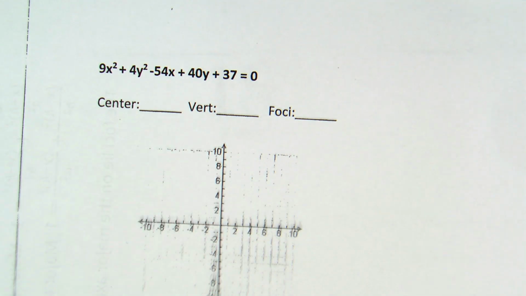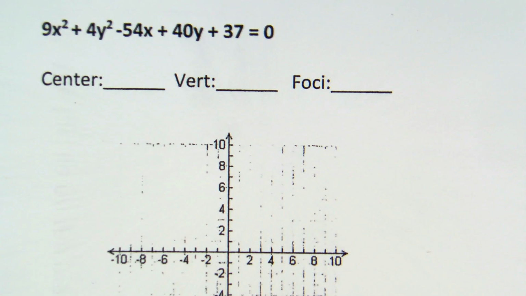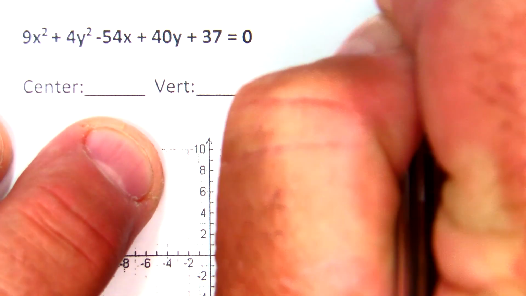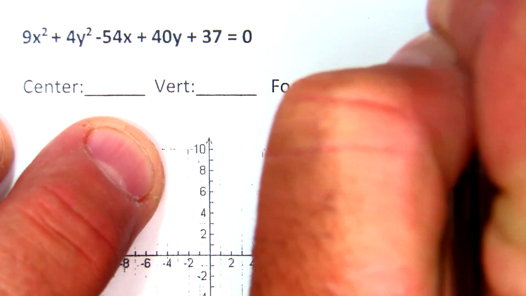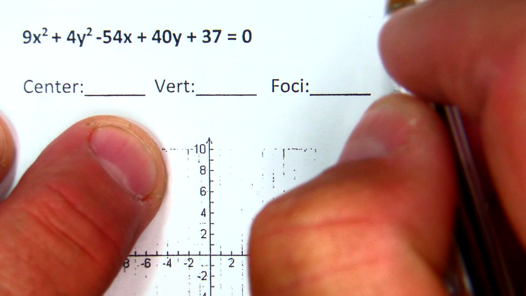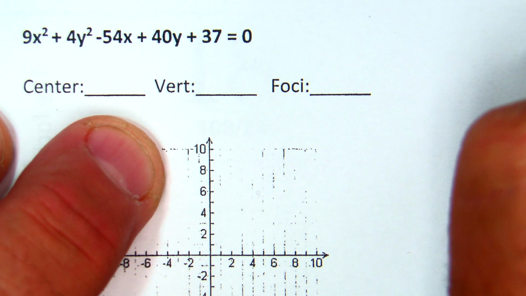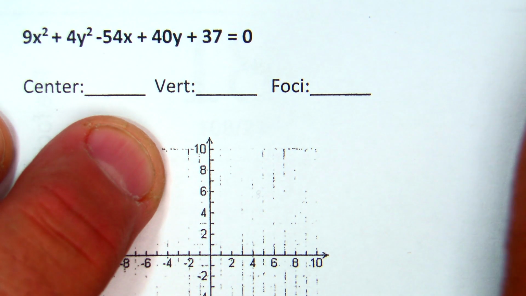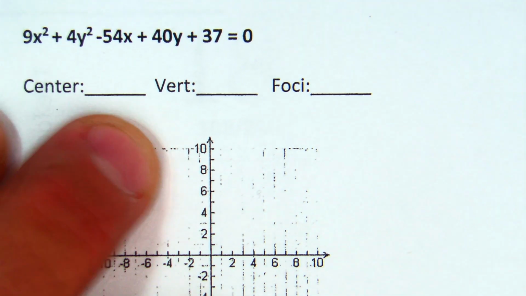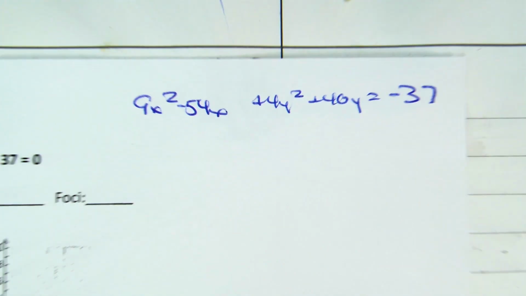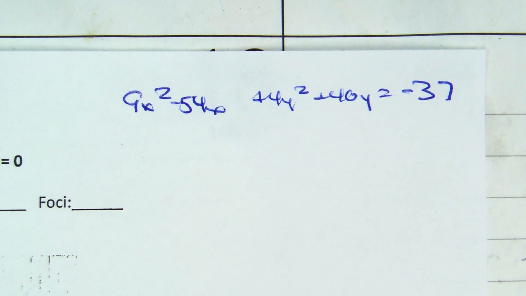So, remember yesterday this was about completing the square. Step 1 is to put the like variables together. So 9x squared minus 54x plus 4y squared plus 40y equals negative 37. We want to get the like variables together, and we want to get the constant on the other side. Everybody good with that? Seem good?